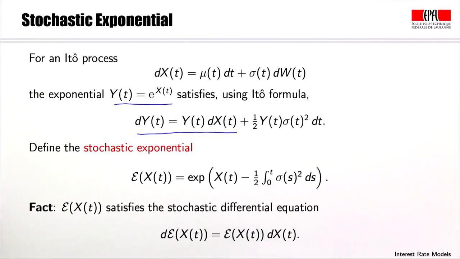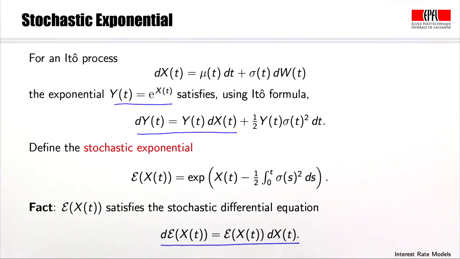It is now an exercise for you, applying the Ito formula, to show that the stochastic exponential actually satisfies the fundamental stochastic differential equation, which corresponds to the fundamental equation that would hold in real calculus if x would have differentiable trajectories. This property of the stochastic exponential is very useful for two reasons.